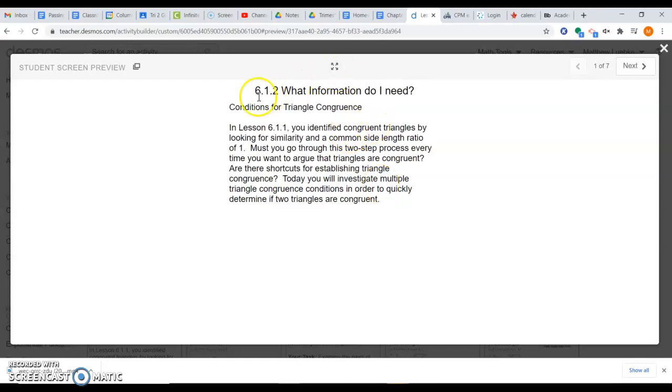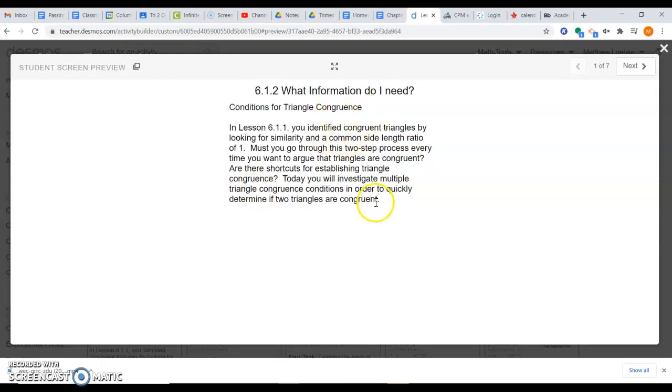Okay, here's my video guide for lesson 6.1.2, talking about conditions we can use for triangle congruence. Now, we've done conditions before in chapter 3, and we did the conditions for triangle similarity. And if you remember, we had side similarity, side angle similarity, and angle similarity. Today, we're going to investigate what other ones we could have for triangle congruence.